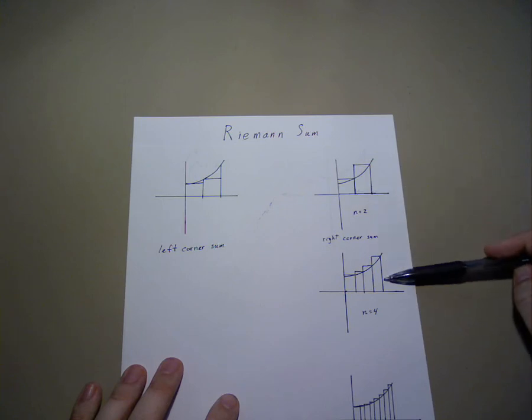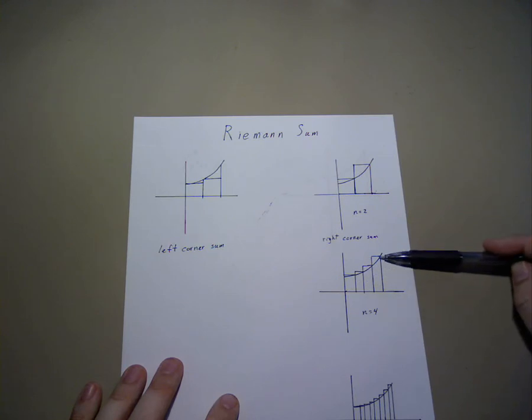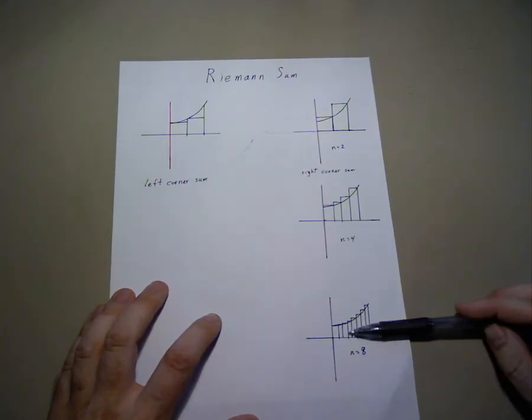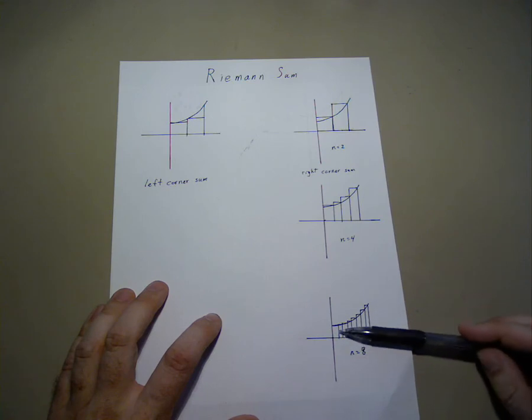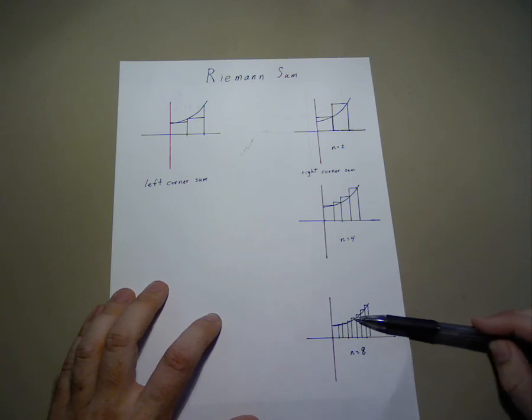If we use 4 rectangles, n equals 4, you notice that the amount of error becomes smaller. Further, if we continue and set n equal to 8, if we subdivide the area underneath the curve into 8 rectangles of equal width, then the error becomes progressively smaller.